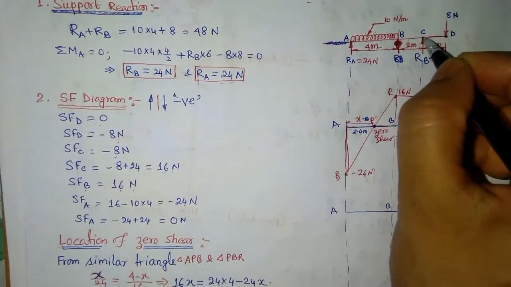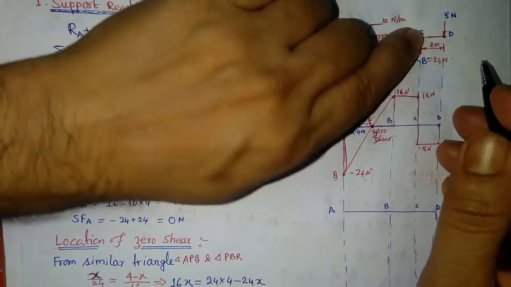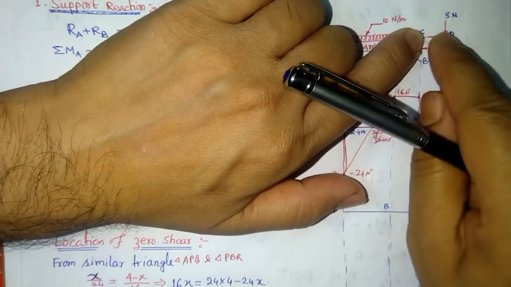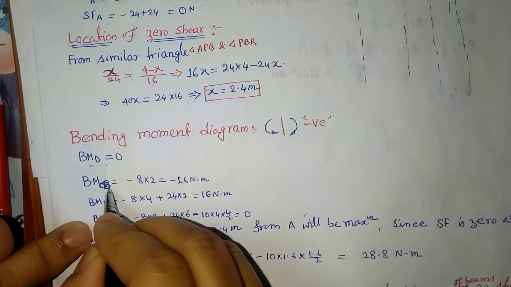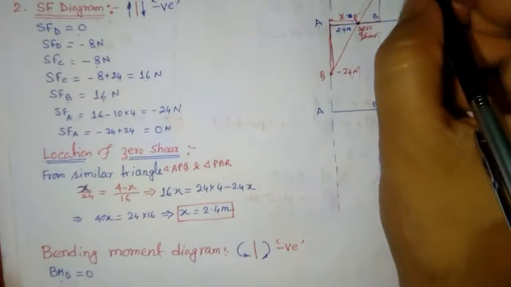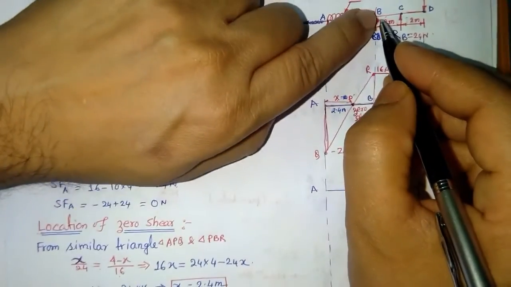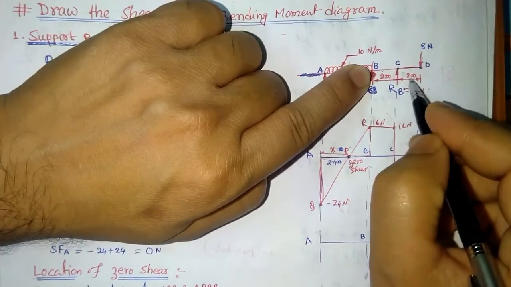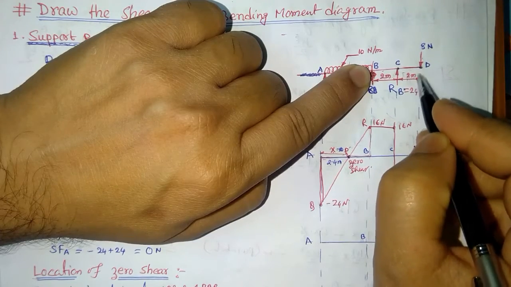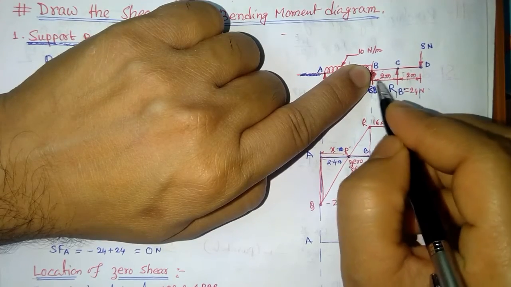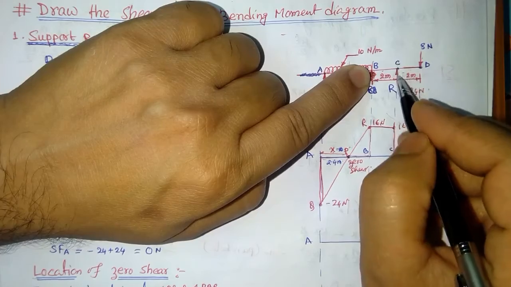Now bending moment at C. You fix this point, so 8 into 2 is 16, and it is making a hogging bending, so minus 16 Newton meter will be our bending moment at C, that is minus 8 into 2. Now let's see the bending moment at B. You fix this point and we get 8 into the total distance 4, 8 into 4 is 32, which is making a hogging bending, so minus 32. And then we have 24 into 2, which is making a sagging bending, so plus.